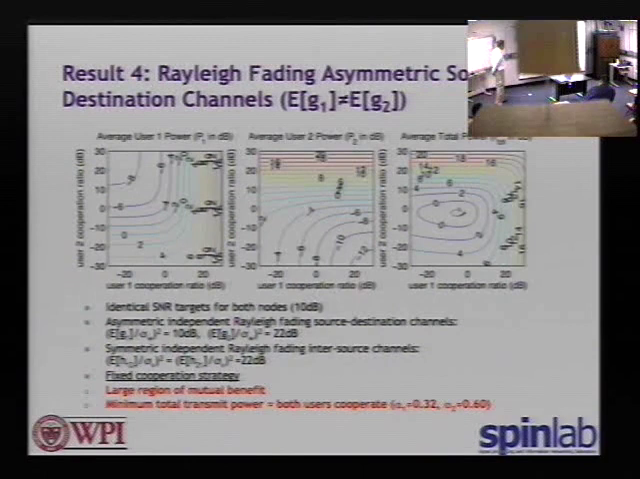The asymmetric case is kind of similar. In this case, node 2, again, is the advantage node. Node 1 is the disadvantage node. And the optimum operating point in terms of minimum total power is node 1 has a small amount of cooperation to help out node 2, but node 2 does mostly cooperation, has a cooperation ratio of 0.6.